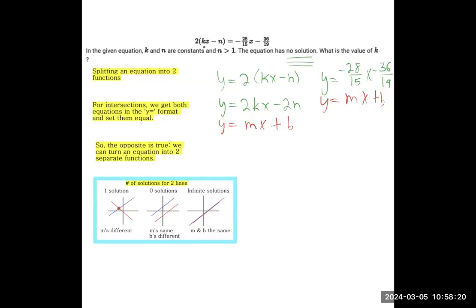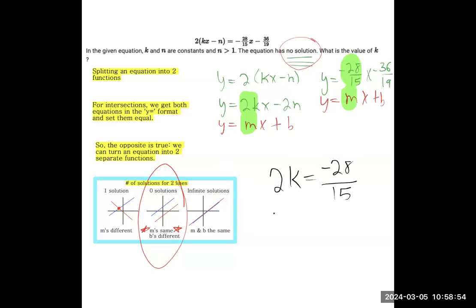So now that we've split this into two functions and we're interpreting this as where do these two functions intersect, the answer to that is never. That means we're seeing that the slopes have to be the same. What are our two slopes right now? One of them is 2k, because that's in the m spot, and the other one is negative 28 over 15. That's in the m spot. So the slopes have to be equal. So that would mean that 2k has to be equal to negative 28 over 15. And now we can just go ahead and solve that out.